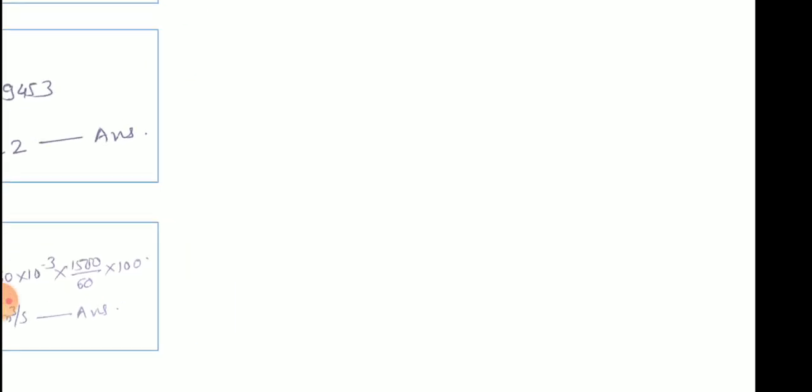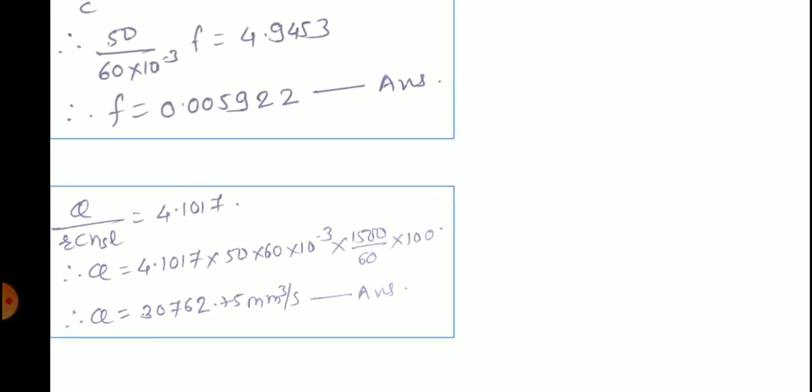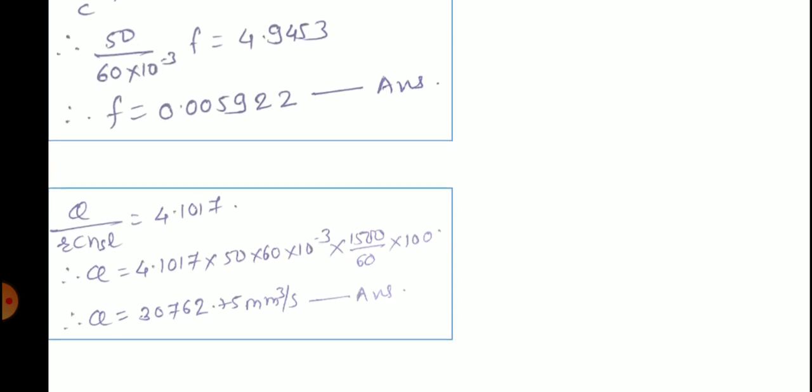Now next is R by C into F, which is 4.9353. So I will put the values over here. R by C into F, and after simplification, F I am getting is 0.005922. Next, Q upon RC in SL. Again here I will zoom it. Again here Q upon RC in SL is 4.1017. Q is equal to 30762.75 mm cube per second.